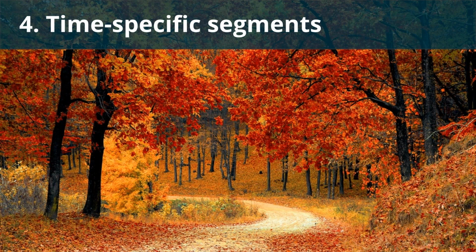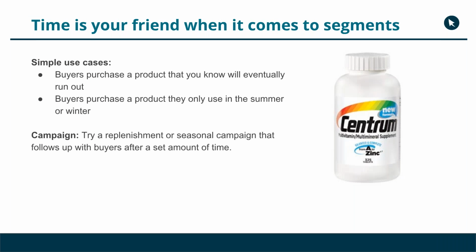Cool. So next I've got two more. We're going to talk about time specific segments. So this is the fourth one we'll talk about. Cover it pretty quickly. Two simple examples that I'll talk about are product replenishment and seasonality. So for example, if you sell products that have a predictable lifespan, like say a 60 count bottle of vitamins, you may want to create a segment of every person who bought those vitamins in the month of May and target them with an ad or message in early July, reminding them to purchase another bottle.